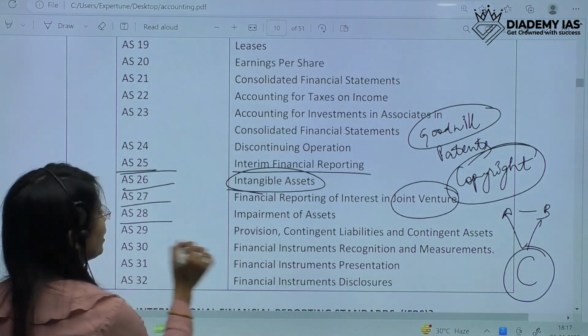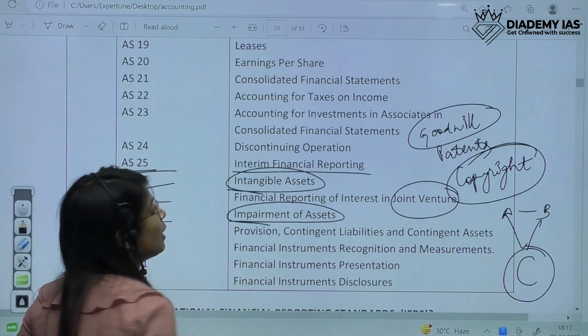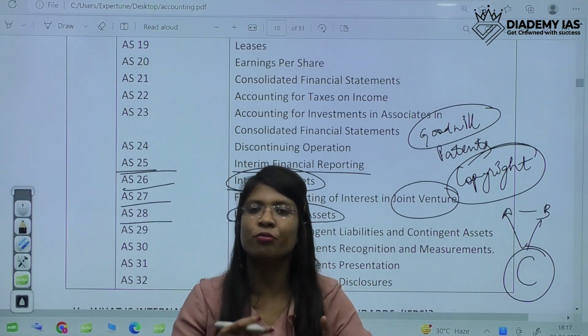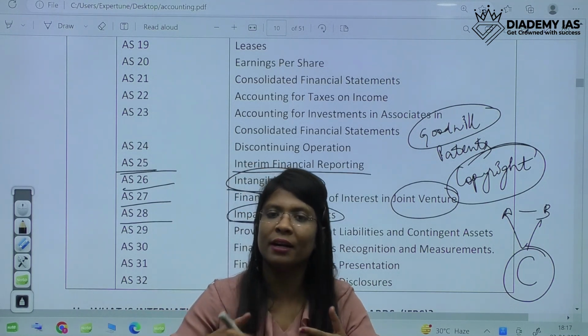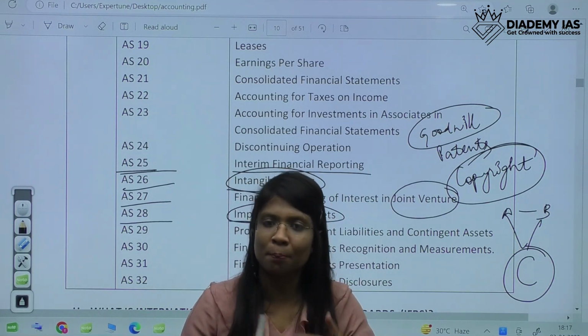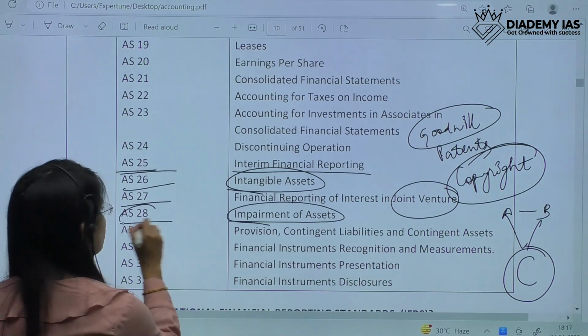Then comes AS28, impairment of assets. Impairment of assets generally says that after using an asset for certain years, it has to be impaired. It starts impairing, the values start degrading. So that comes under impairment. So that is included in AS28.